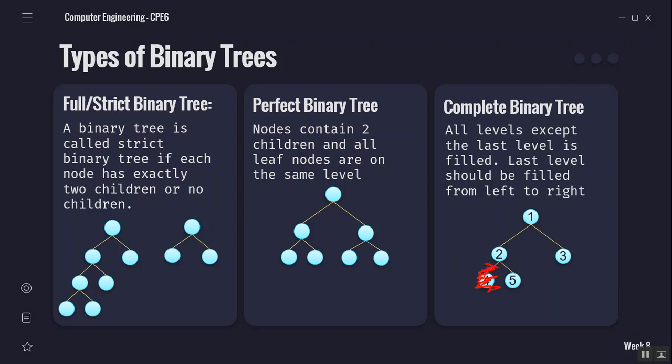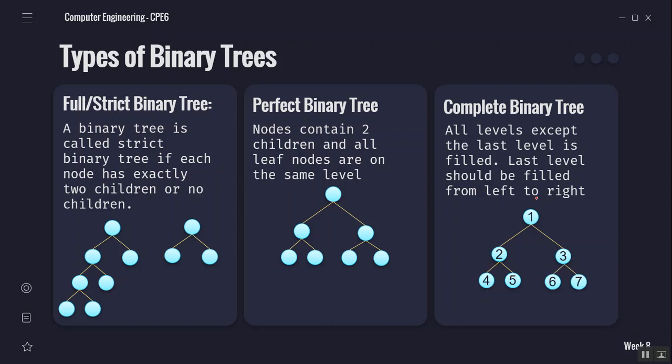Okay, we remove this part. Remember that it should be filled from left to right. As you can see here, the numbers are not in sequence: 1, 2, 3, 5. The 4 is missing. So this is not a complete binary tree.